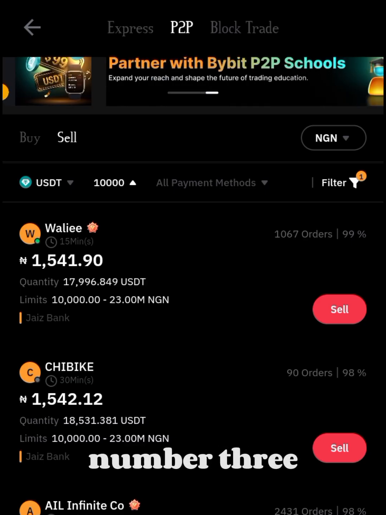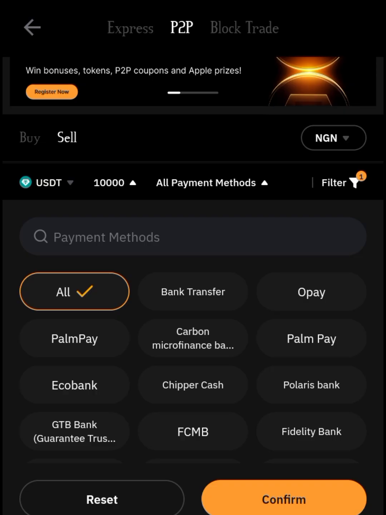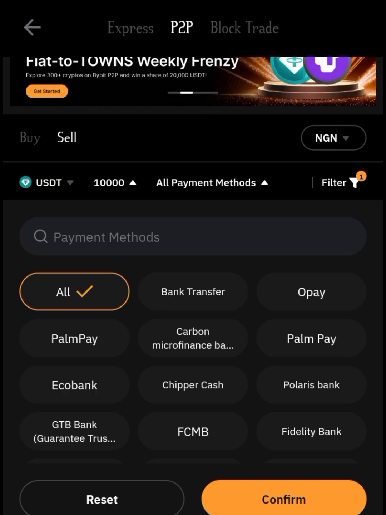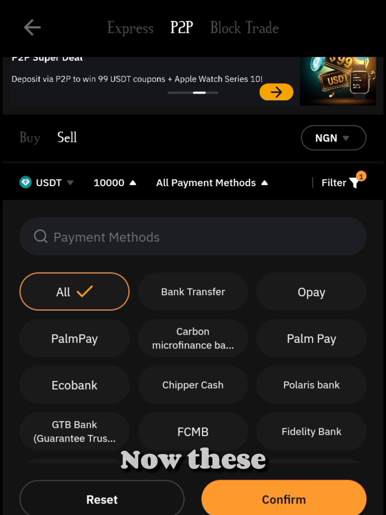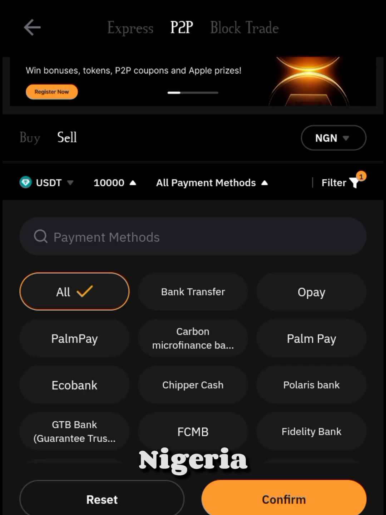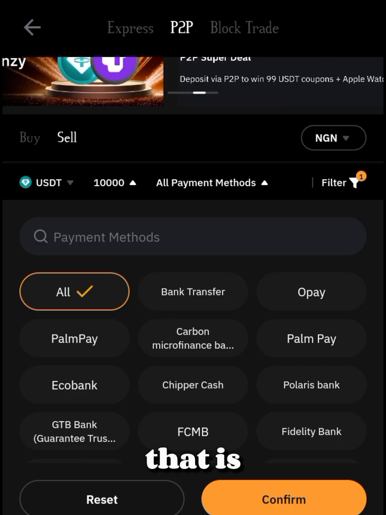Then for number 3, you have to select payment method. This is very important. If you want to filter it out further, you have to select the bank you are using. These exchanges, like I said, are all basically the same, and have options for every bank we have in Nigeria. So if I am using First Bank, I will try to find someone that is using First Bank.